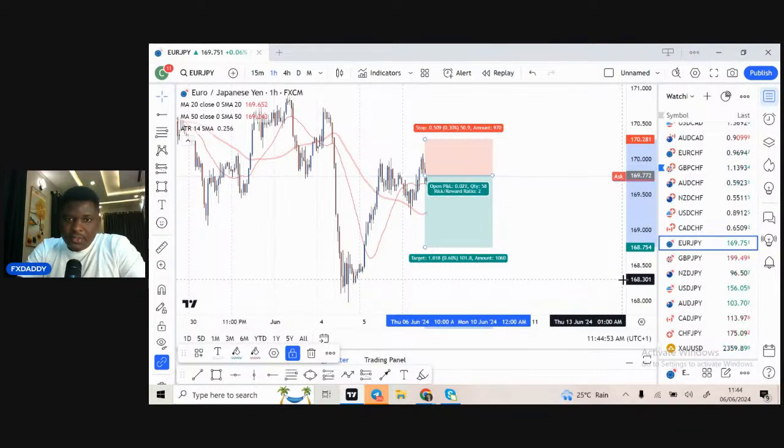SL is at 170.281, and TP2 is at 168. So for members of the team, please make sure you're translating these signals on the WhatsApp and Telegram channels. Okay, so please take note of the signals and translate them to the WhatsApp and Telegram channels, right?